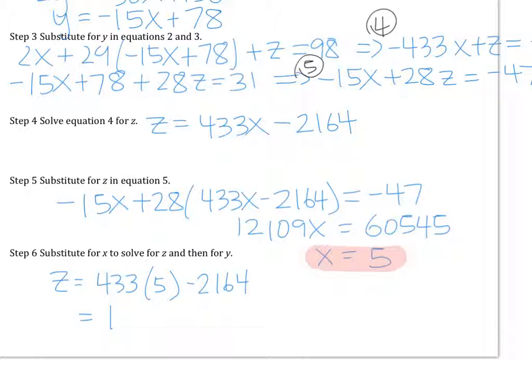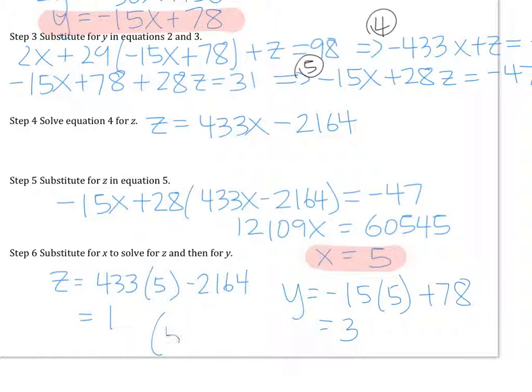This x equals 5 up into this equation to solve for y. So your answer would be 5, 3, 1.